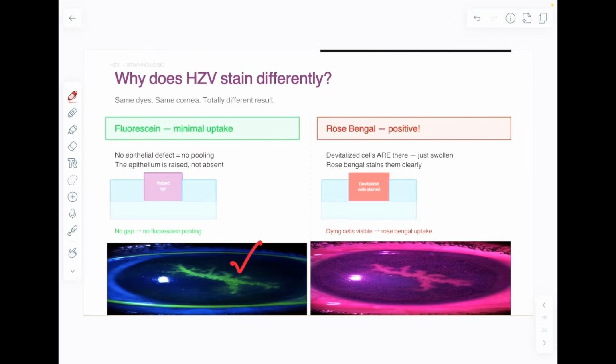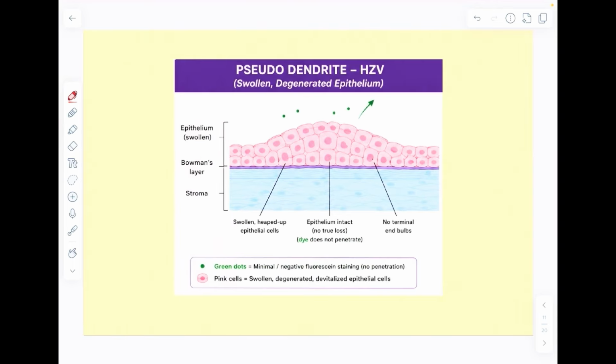While rose bengal stains devitalized cells. So all the cells are devitalized in case of zoster. So we can see it is staining it uniformly. Okay, devitalized cells are there, so it stains it very clearly. As we can see, herpes pseudodendrite. Okay, the cells are swollen. So fluorescein will not stain here, but rose bengal will come and stain all over the dendrite.